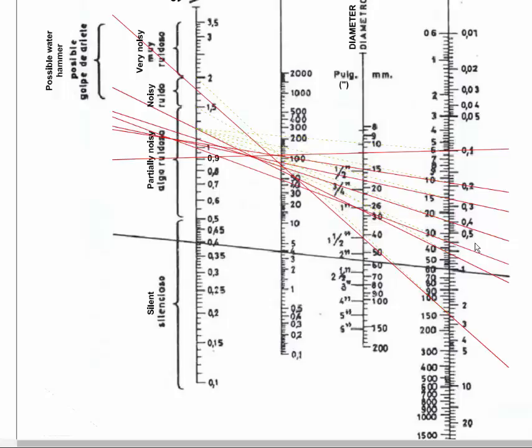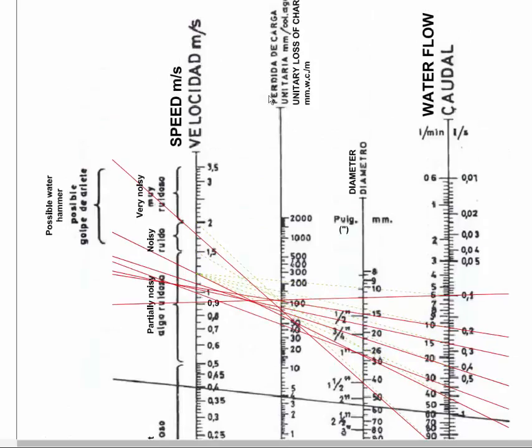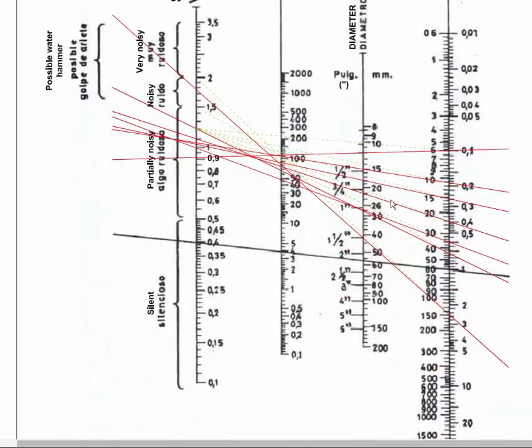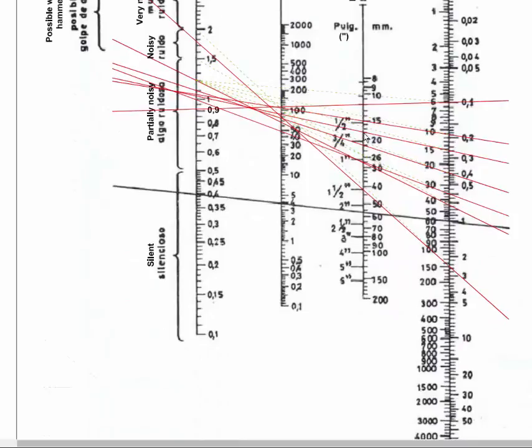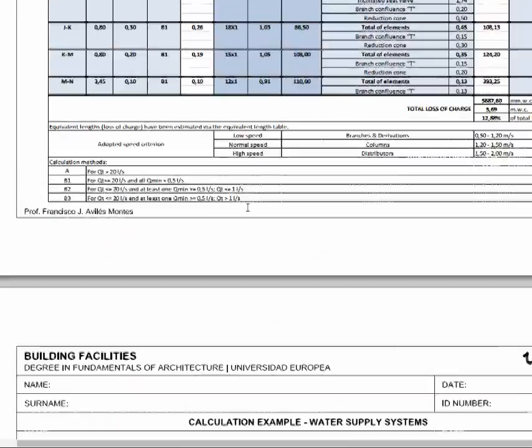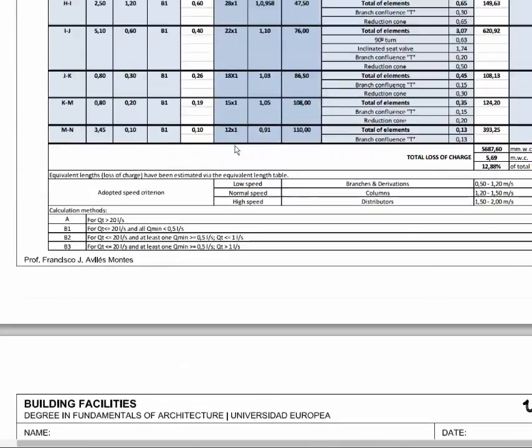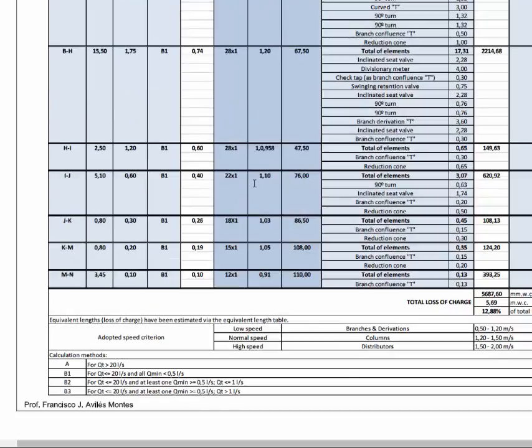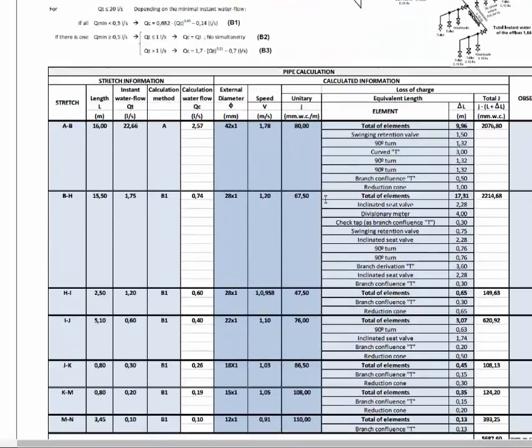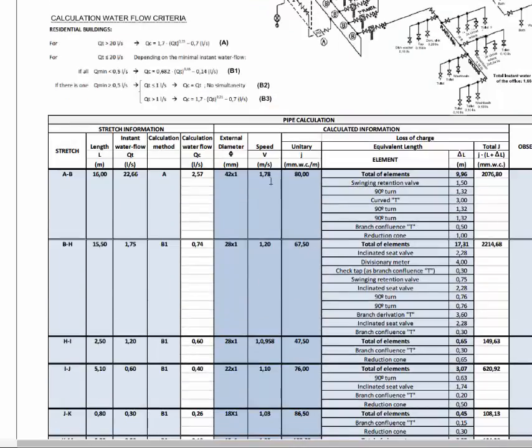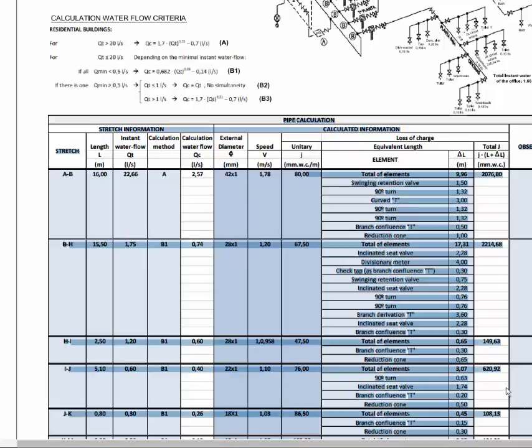1.2, and then we said 0.4. So 0.4, 1.2, you draw a line, and then you see, it's a bit difficult to see, but here is the unitary loss of charge. And then here, 2.2 is the diameter. This is what we see here. And they do that for all of the elements, I guess. And that's just for the first part here.